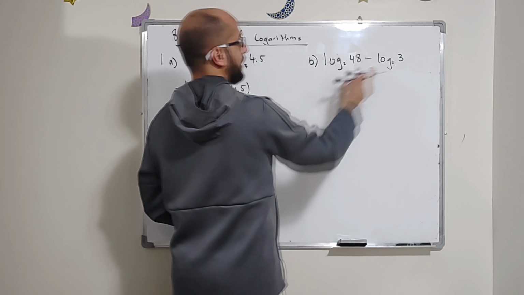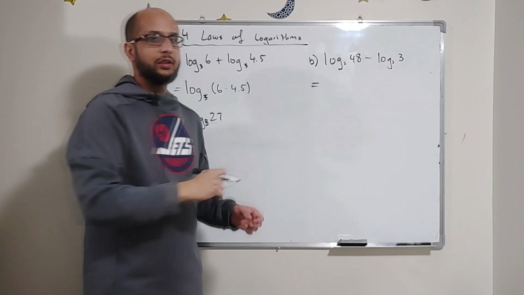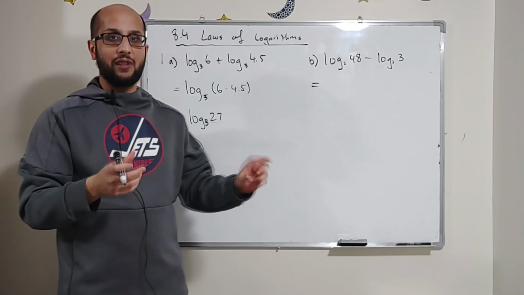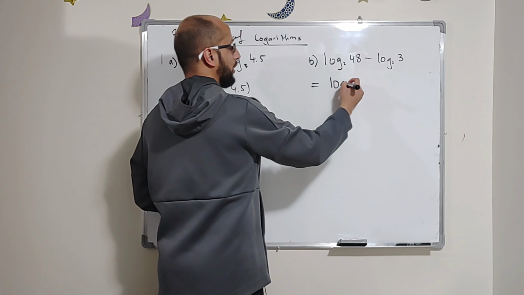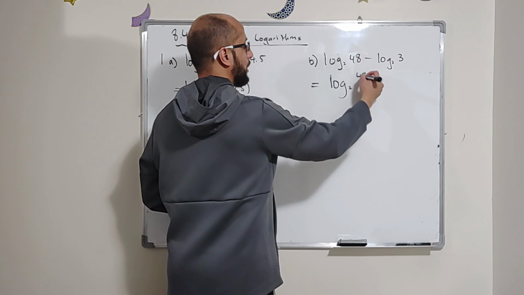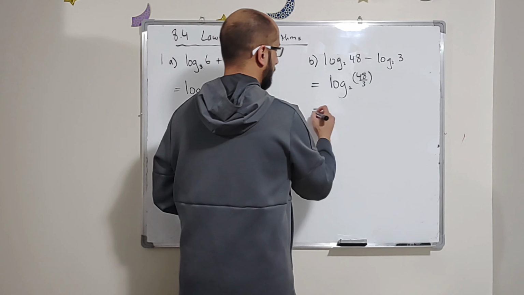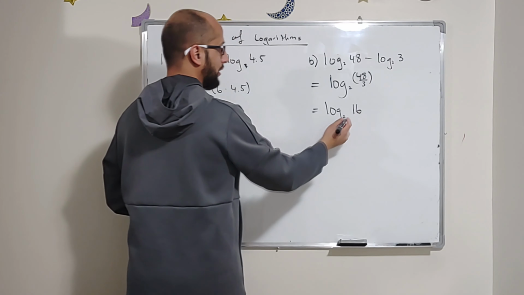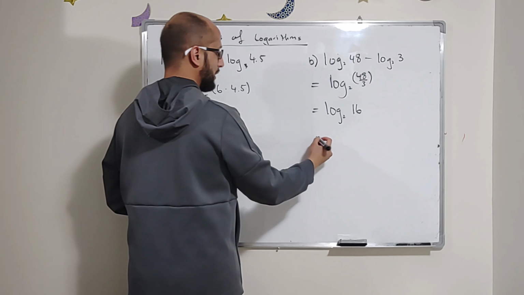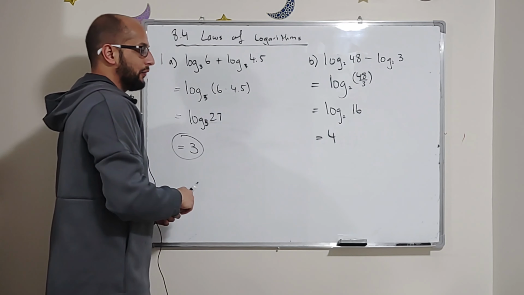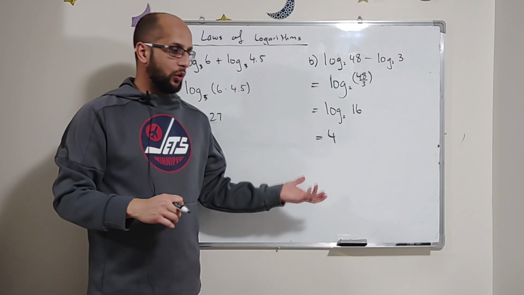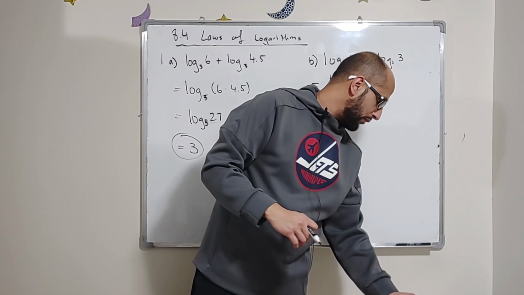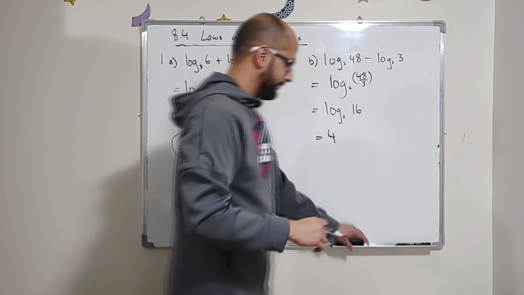Log base 2 of 48 minus log base 2 of 3. This is the quotient law, where if you have two different logs with the same base being subtracted, it's the same thing as dividing the arguments. This becomes log base 2 of 48 divided by 3. In this case, 48 divided by 3 is 16. 2 to the power of what number will give me 16? The answer there is 4. Okay, very straightforward in terms of how you apply it. Let's find one more example to do, just so we get a good mix of questions in here.